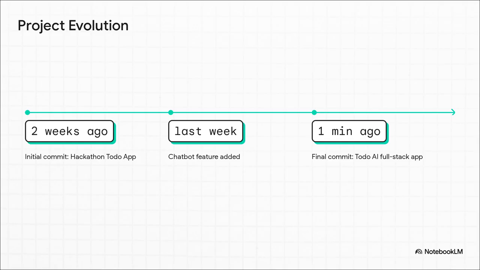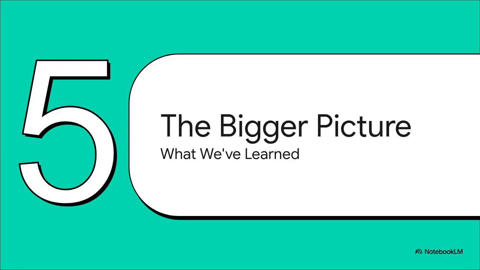And look at the message, Hackathon To-Do app. So it literally started as a tiny idea for a competition. A week later, a commit just says chatbot. And then get this, just a minute ago, the final change was saved, tying it all together into a to-do AI full-stack app. The whole thing, from a simple idea to a complex AI application, was built in just 2 weeks. That is incredible.